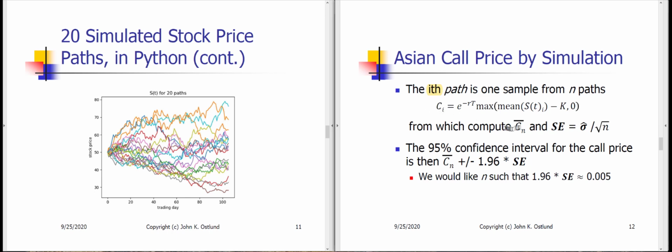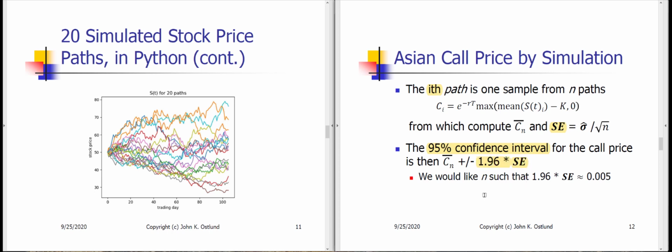Now, we have n of these, and so we can compute C bar sub n, the mean of all of those call prices, and we can also compute the standard error of that mean by computing the standard deviation over all the call price paths and dividing that by the square root of the number of paths that we have simulated. So once we have that standard error, the 95% confidence interval around the mean of the call prices is going to be plus or minus 1.96 times the standard error.